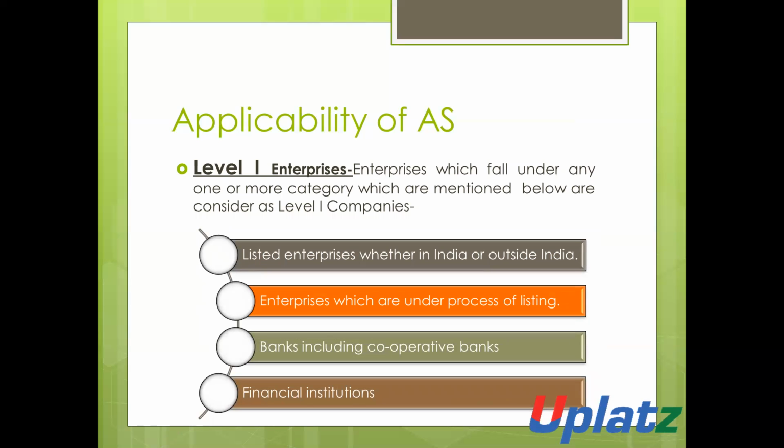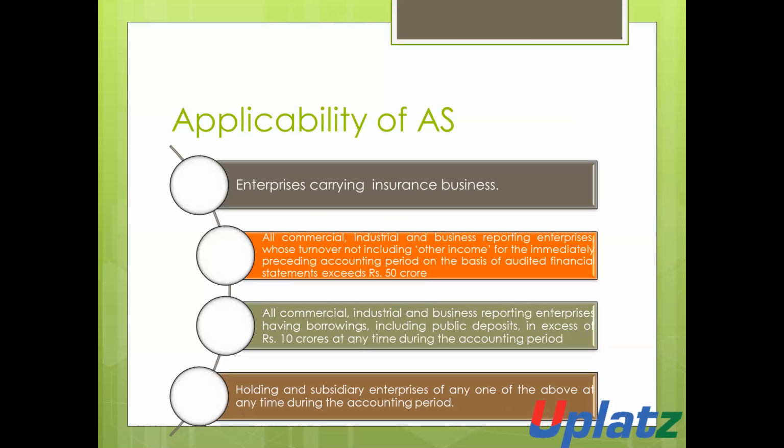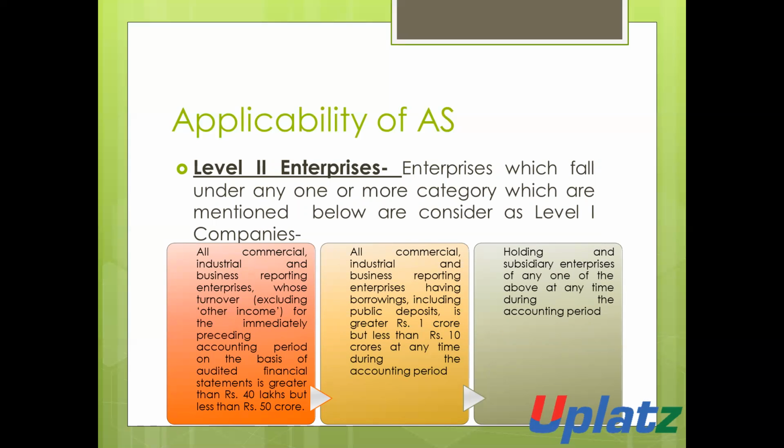In short: listed companies; companies in the process of listing; banks and all financial institutions; insurance business enterprises; all commercial, industrial, and business reporting enterprises whose turnover is more than 50 crores; all enterprises having borrowings of more than 10 crores at any point of time during the accounting period; and holding and subsidiary companies of these enterprises. If one or more categories are applicable to an enterprise, then it will be considered a Level 1 enterprise. Number two, what are Level 2 enterprises?